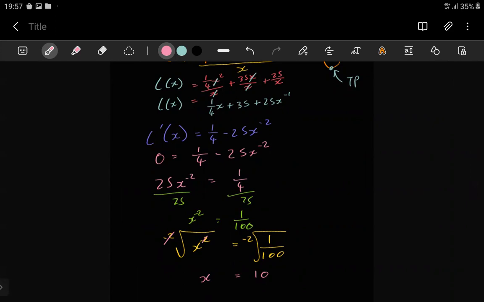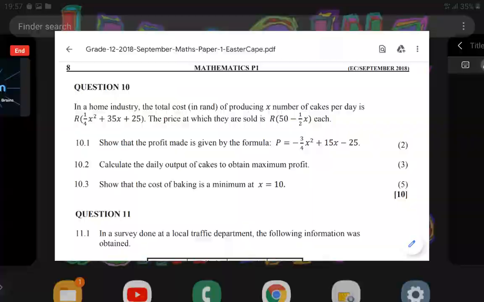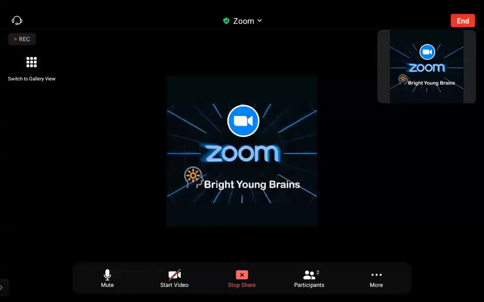So that was that for that one specifically. Let me just remove this ISO.